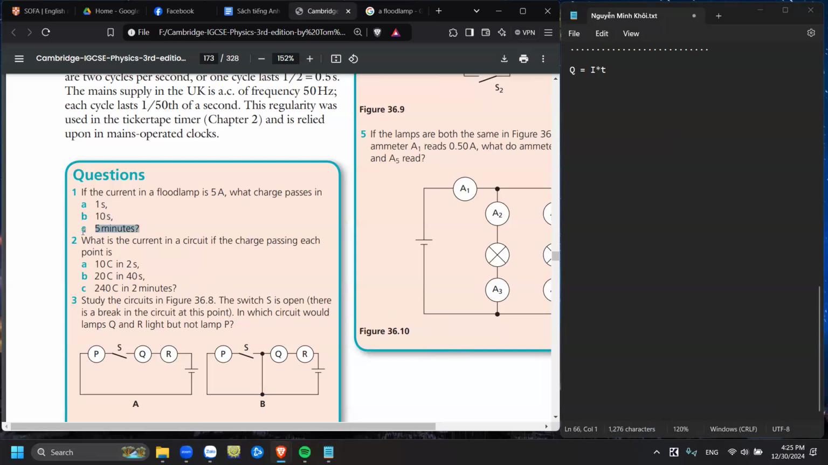Okay, let's try again in 2 minutes. 2 minutes is 120 times 5. That's 200. No, that's 600. 600 coulomb. Yeah, 600 coulomb.